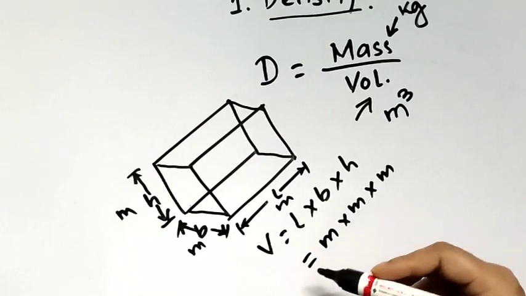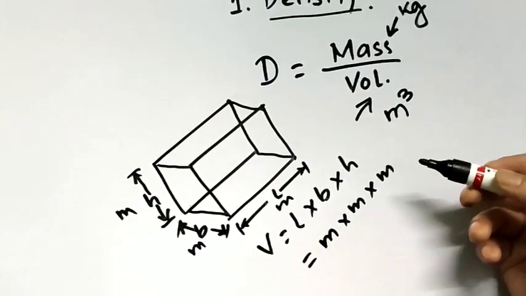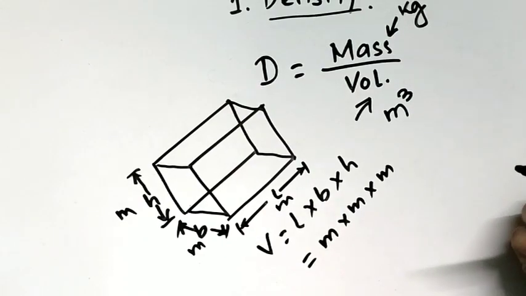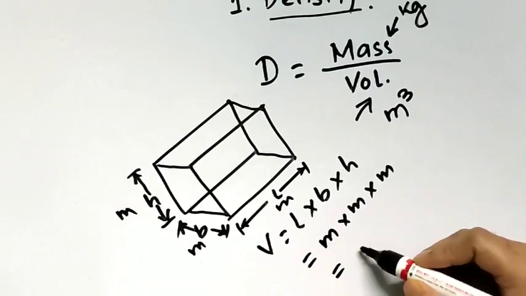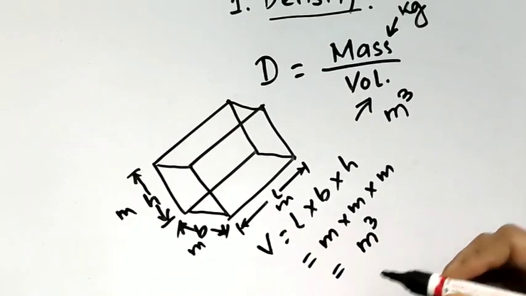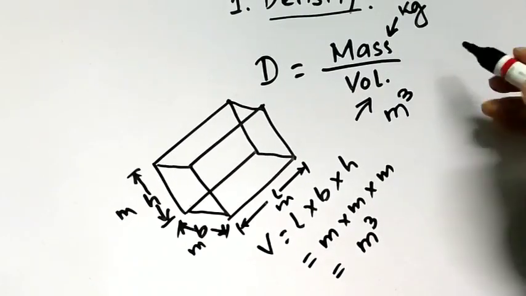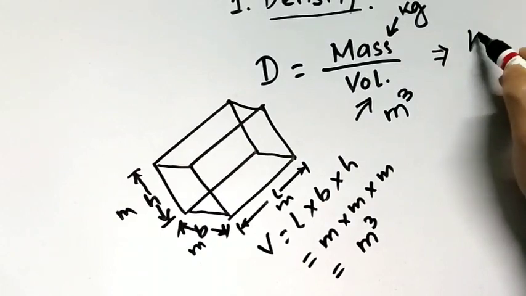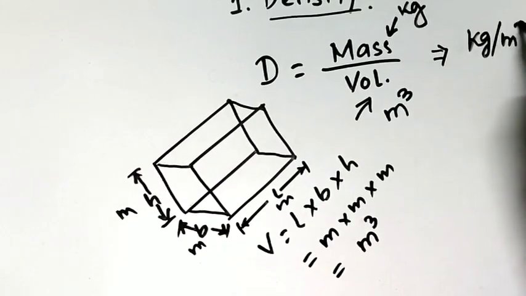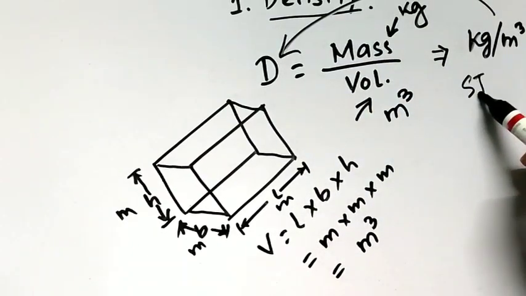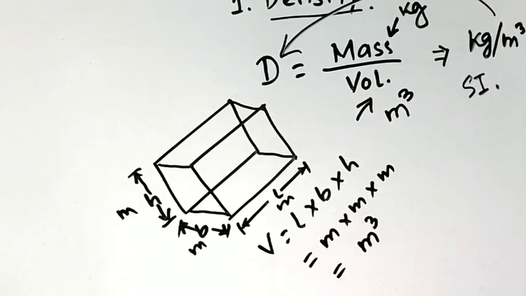Let's say the length is 5 meter, breadth is 2 meter, height is 1 meter. Let's forget the magnitudes and talk about only the units. When I'm writing the units only, it becomes meter cube. That is how the SI unit of volume becomes meter cube. If I write kg per meter cube, it becomes the unit of density. The SI unit of density becomes kg per meter cube.